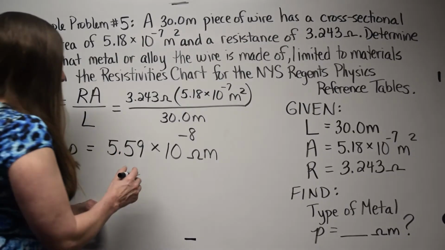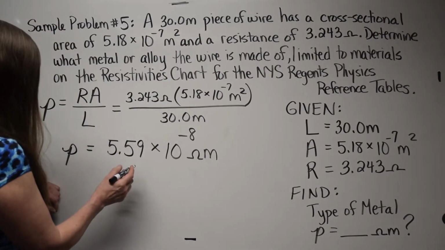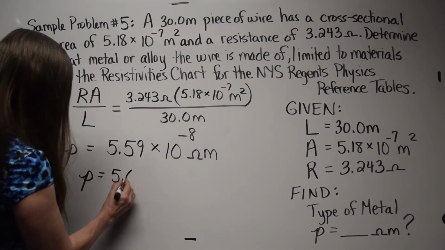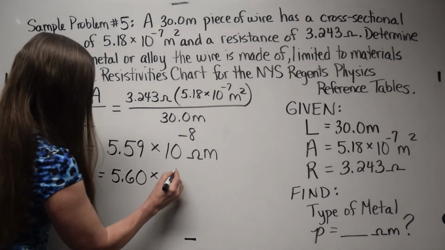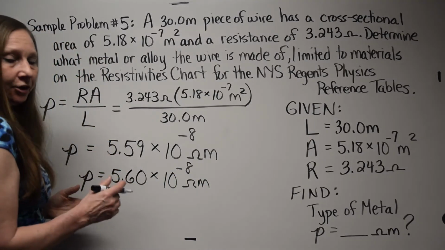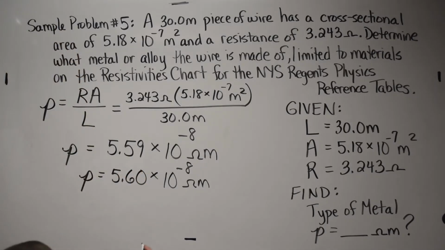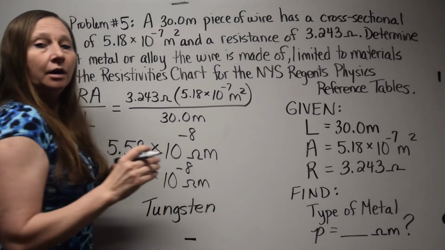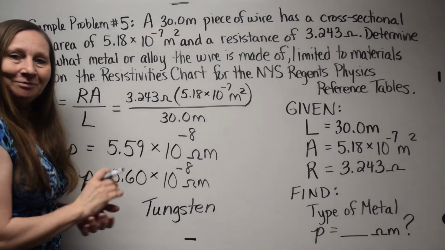There you go. So I'm sure you decided that rounding this up to 5.60 times 10 to the negative 8 ohm meters, or at the very least the best match on the chart, would be tungsten. So this wire is made out of a pure metal, tungsten.